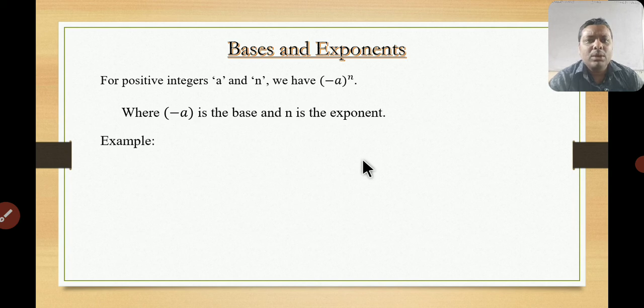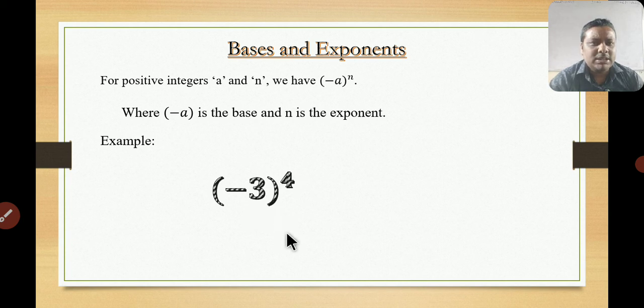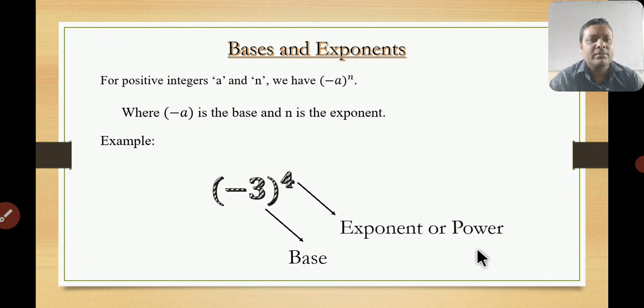Okay, now for an example, you can see here minus 3 and 4. Now you can see minus 3 is what? Minus 3 is the base. Okay, and 4 is what? 4 is the exponent, or we can say power. So these are the base and this is the exponent. So I hope you have all identified that if a number is written in this form, the downside value is called base and the upside value is called exponent or power.